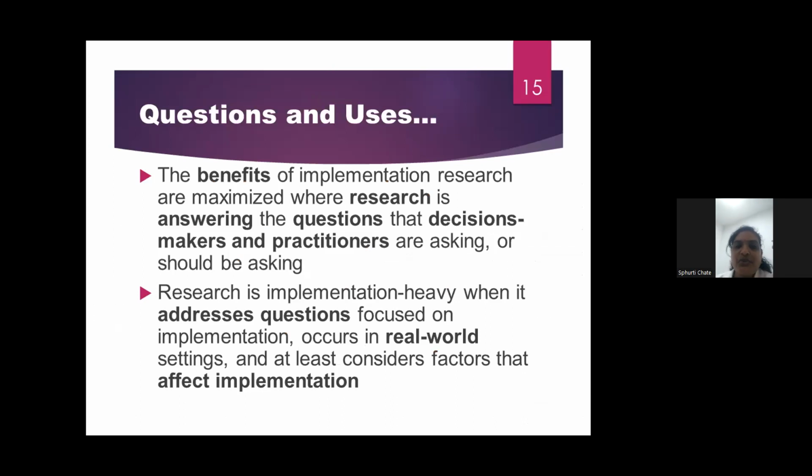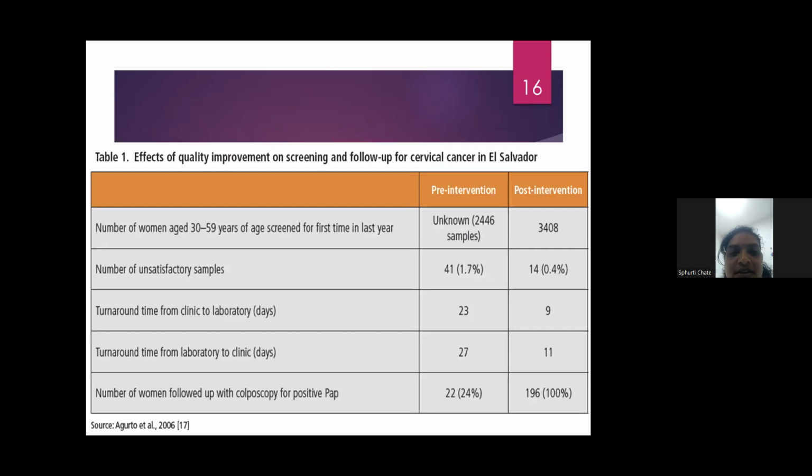So how to use questions mainly to study implementation research, and what will be its uses? The benefits of implementation research will be greater where research is answering the questions that decision makers and practitioners ask or will have to ask. So research is implementation-heavy when it addresses questions focused on implementation, mainly occurring in real world settings, and at least considers factors that affect the implementation. It could be various factors. So yeah, this is another example.